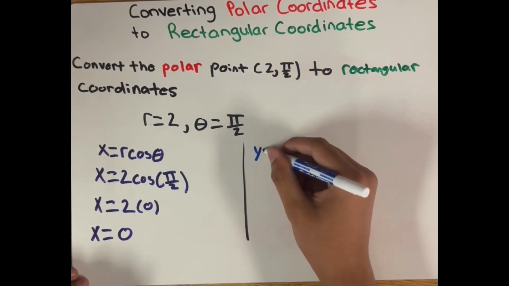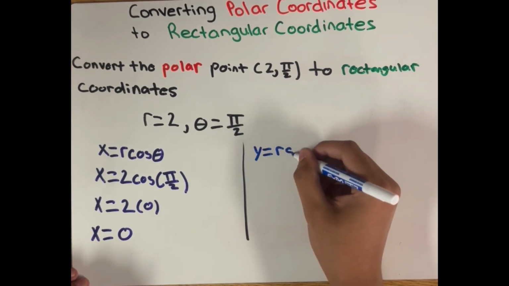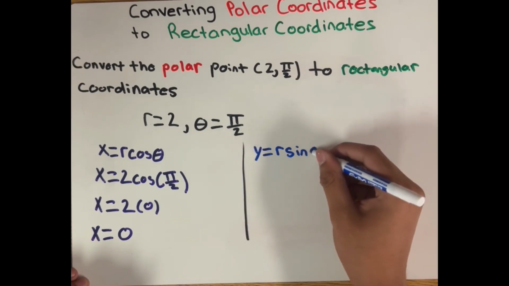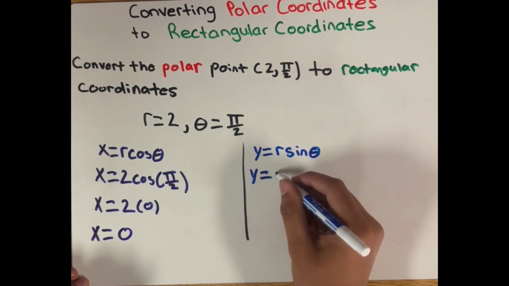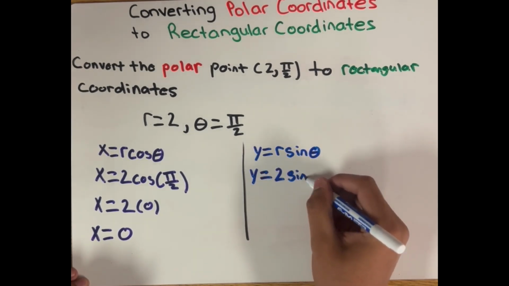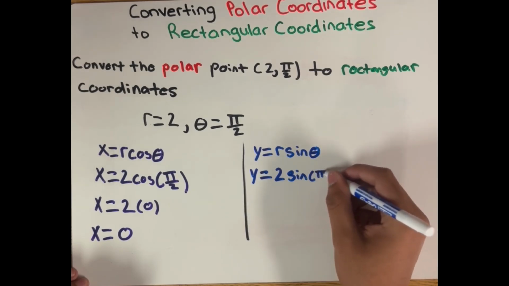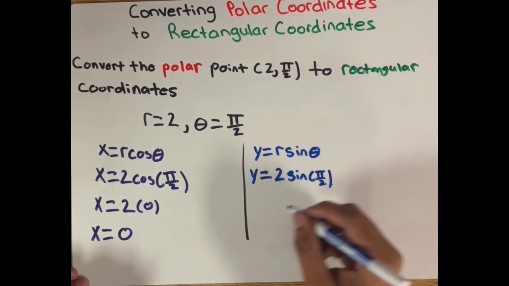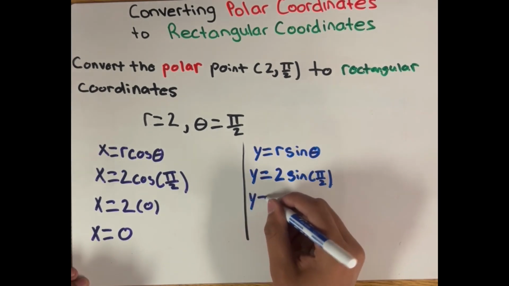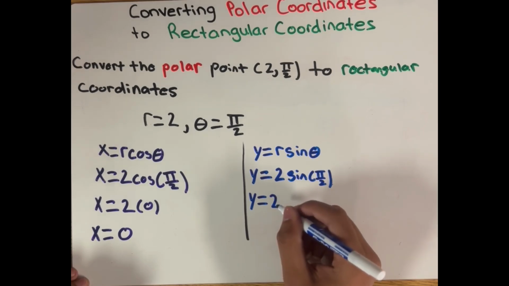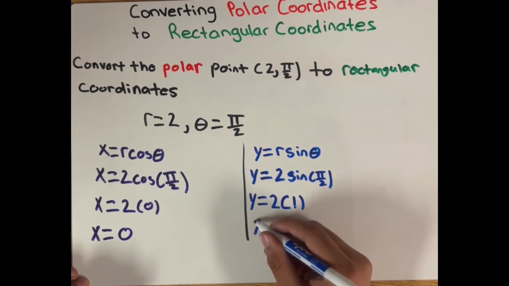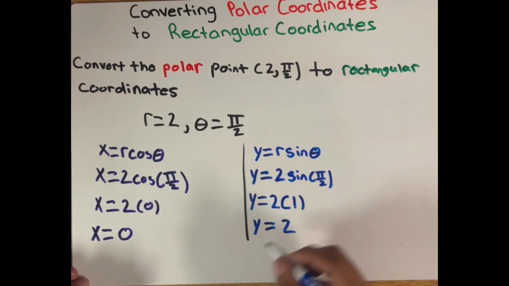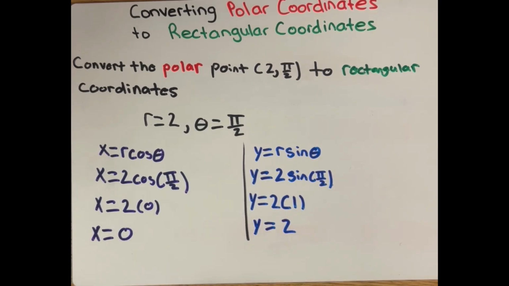Now we're going to set up the other equation to solve for y, which is y equals r sine theta. Again, we're going to plug in 2 for r and pi over 2 for theta. We know that sine of pi over 2 is 1, so we're going to plug that into the equation. And we know that 2 times 1 equals 2, so y equals 2. And now we have our rectangular coordinates, 0 and 2.